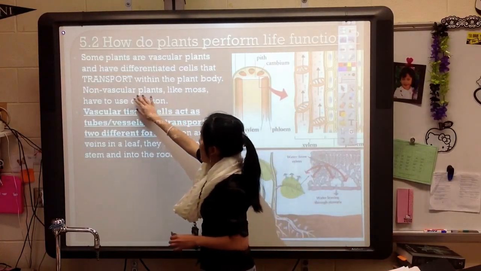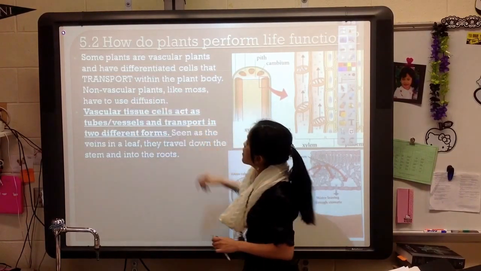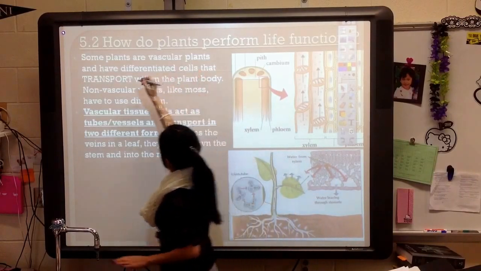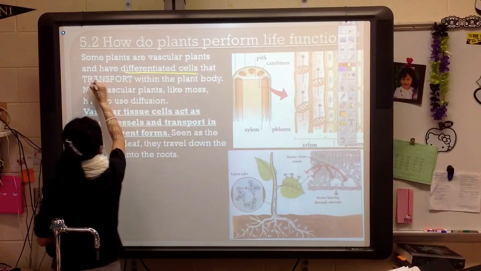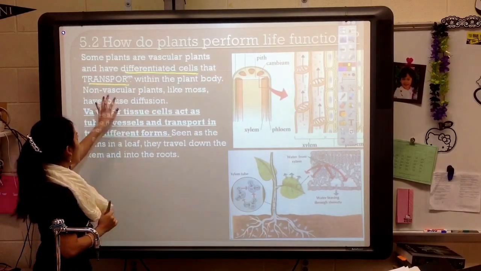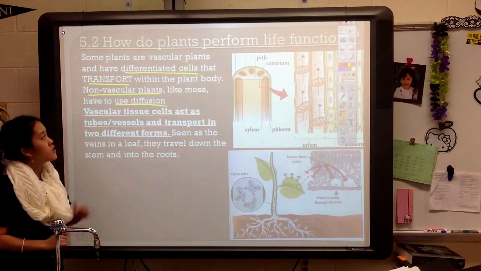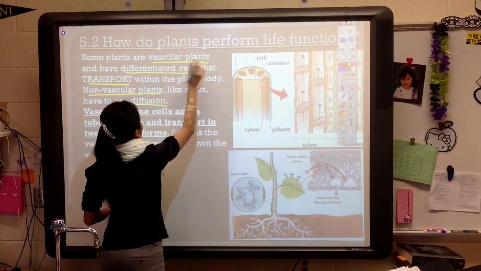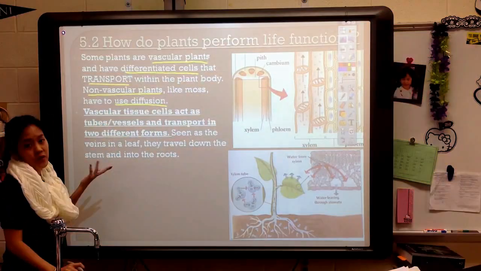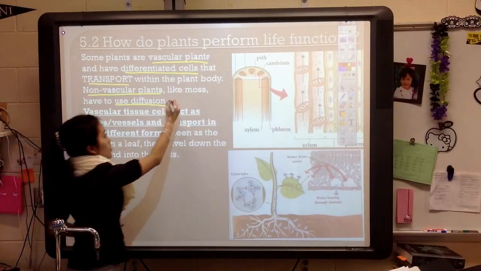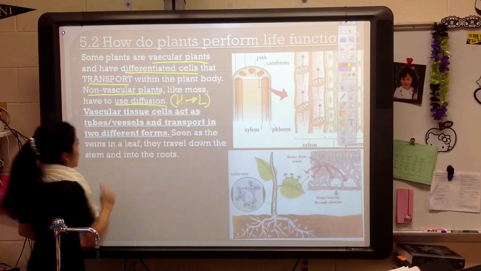There are some non-vascular plants, like moss, that actually have to use diffusion. So vascular plants are going to have differentiated cells that help transport. But you have non-vascular plants that use diffusion. So vascular plants have special cells, non-vascular plants don't, and they just require diffusion, things moving from high to low. So let's write that in high to low for this diffusion.